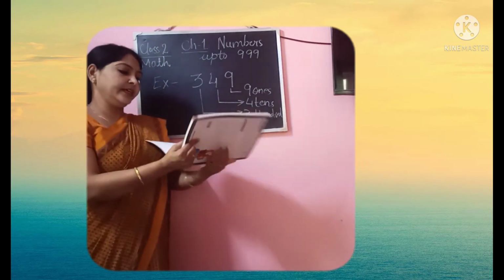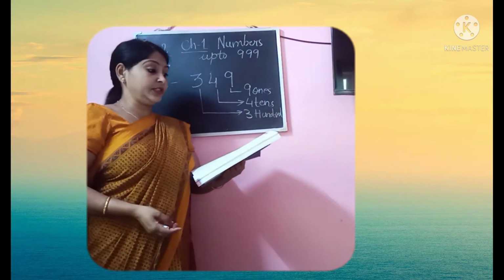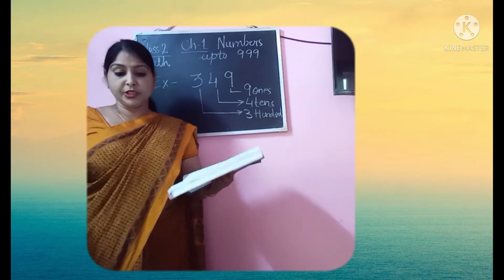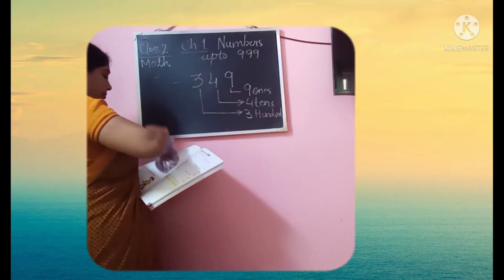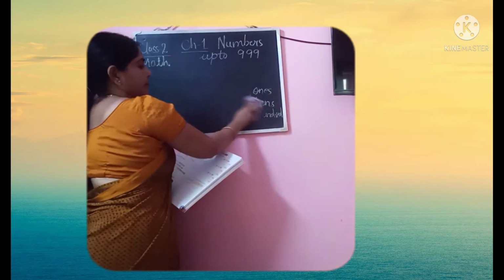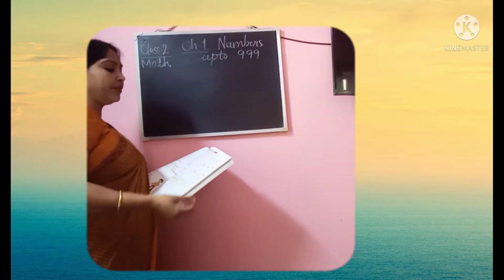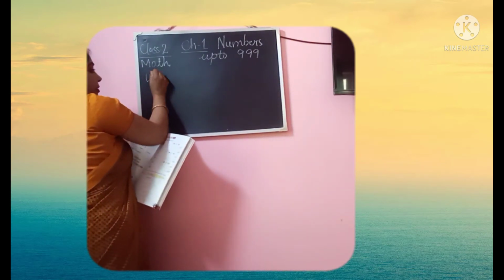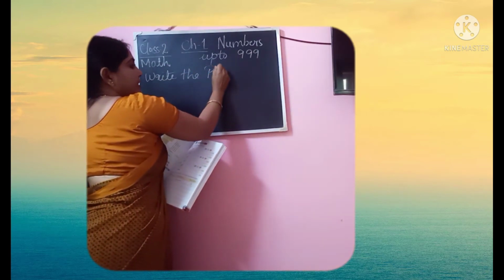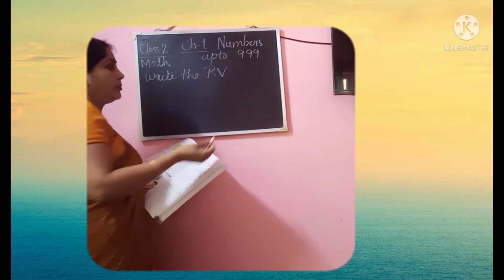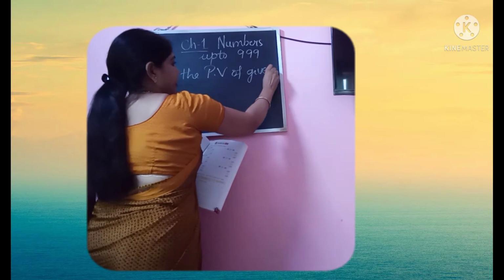In your book, I think you have seen exercise number 1.6. I'll do 1 or 2 questions from 1.6. It is written: Write the place value, PV, I am writing in short, place value of the given digit.